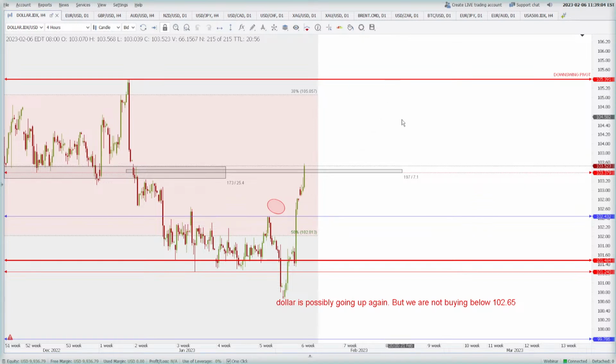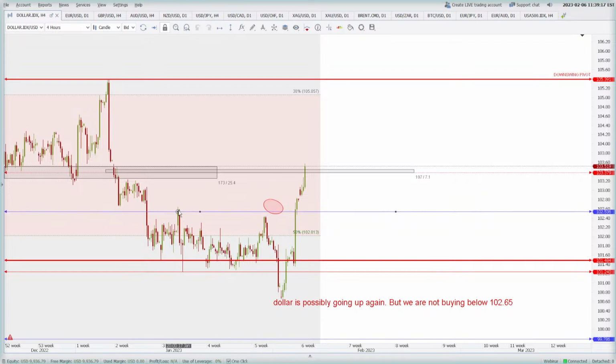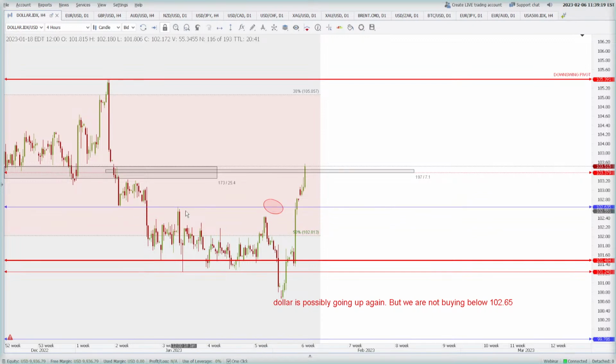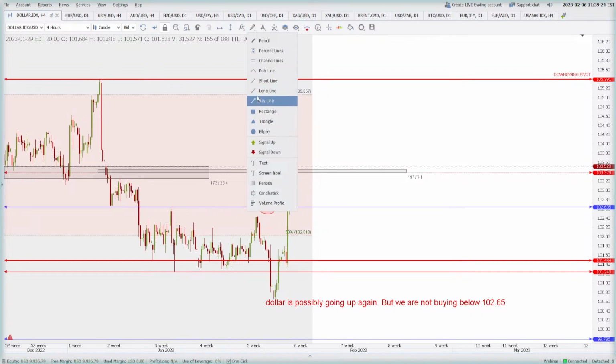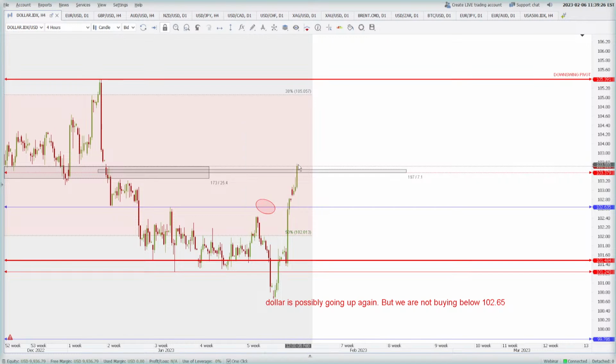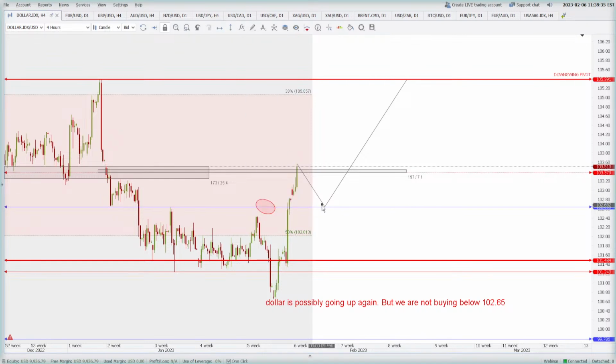Okay, so the thing is that yes, dollar is possibly going up again, but we are not buying below 102.65. So below 102.65, it was here actually somewhere. Okay, here. But now since it has gone above, we are looking for a pullback now. We are not even buying at the current levels. We are looking for a standard pullback to this level, and then we will be looking to buy this market with the target like this.